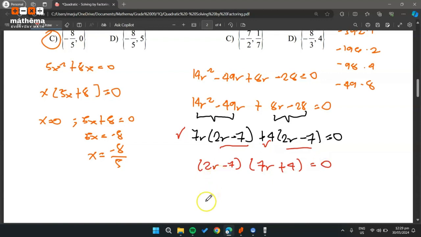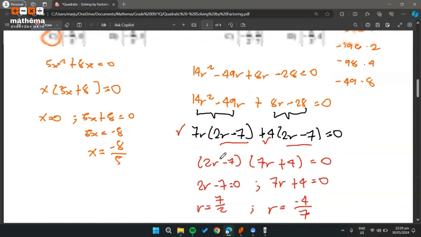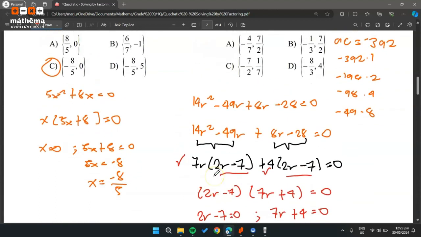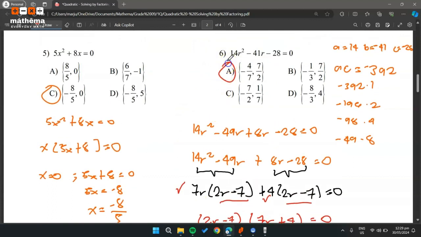And then we solve for r. So we have 2r minus 7 equals 0. We also have 7r plus 4 equals 0. So we will do r is equal to 7 over 2. Then the other one will be r equals negative 4 over 7. Now, where can we find this in our choices? That is actually negative 4 over 7, 7 over 2. This is letter A in the choices.